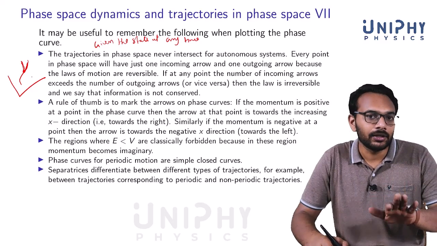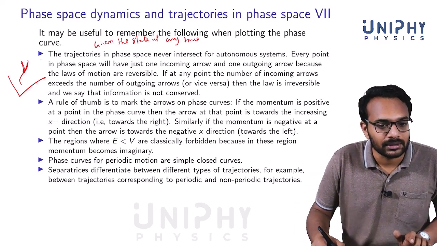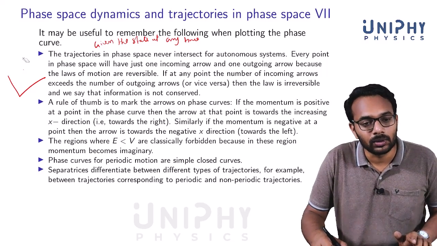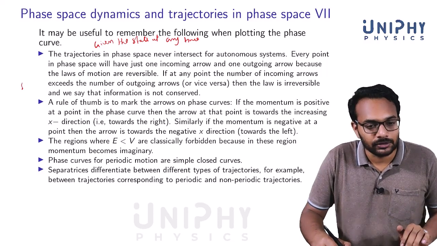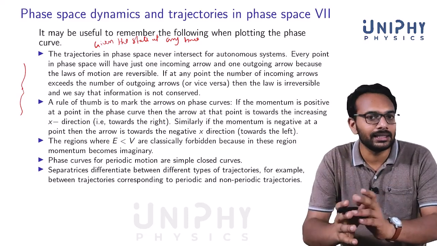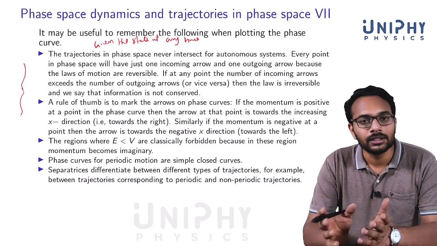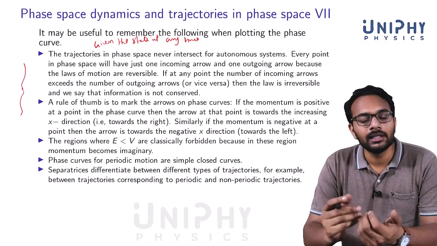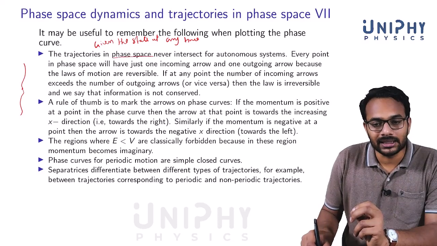There cannot be two futures corresponding to a given particular state. That's not allowed. That's known as conservation of information, also known as determinism. This is a very fundamental rule in physics. If the state is given, then its future and past are uniquely determined. There are no two possible futures. It is uniquely determined by the laws of physics. This is the reason why the trajectories in phase space never intersect.